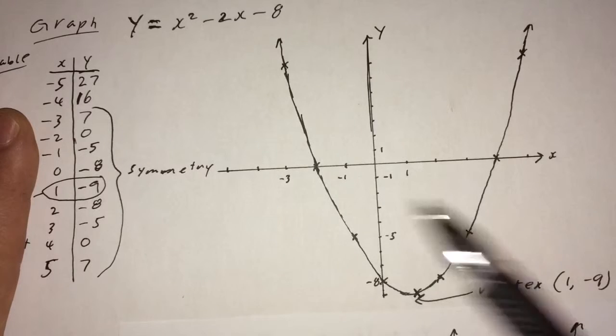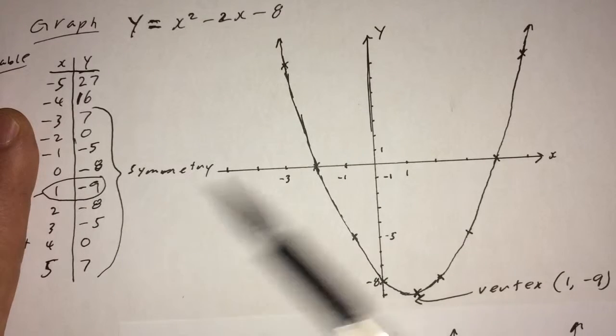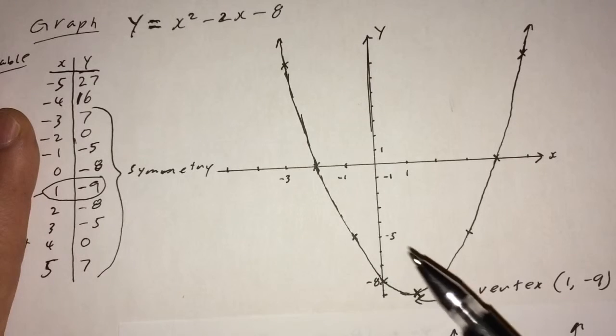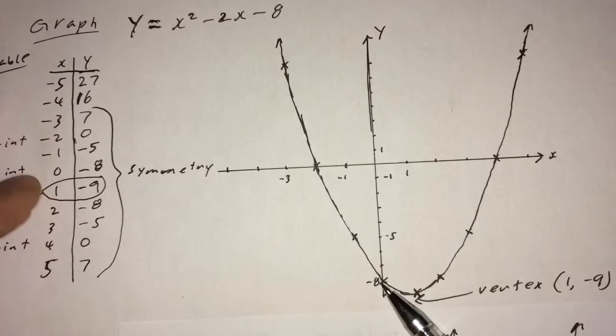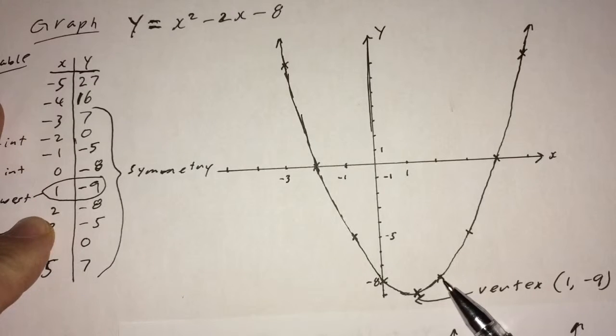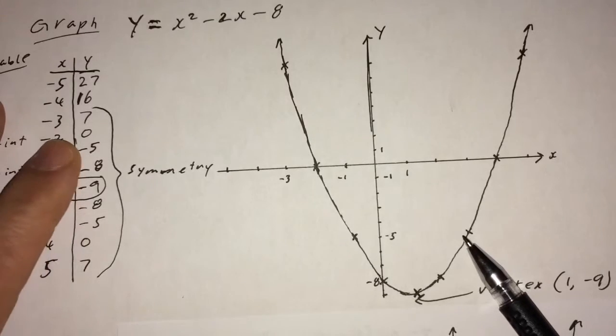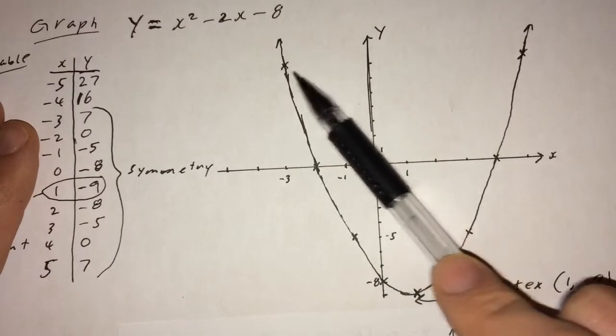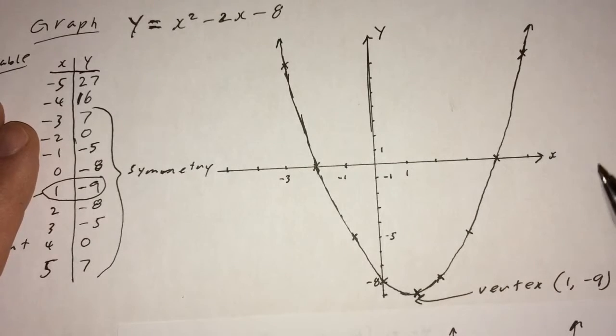Okay, so I plot the -1, -9 down here. Okay, and then I plot the 0, -8, so that point, and the 2, -8, that point, so the symmetric points there. And then I go to -5 for the other ones, and 0, and then 7, and that gives me the basic shape of that parabola.